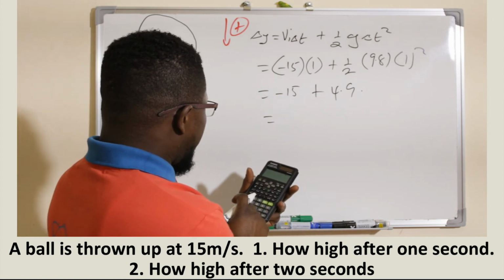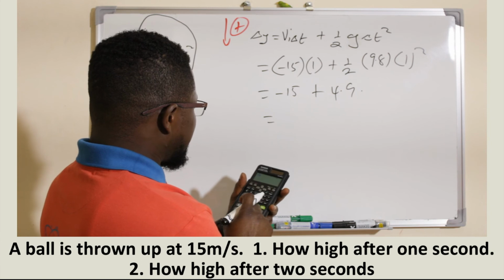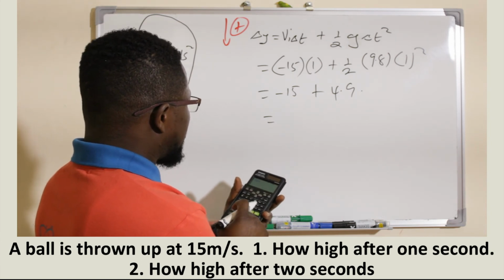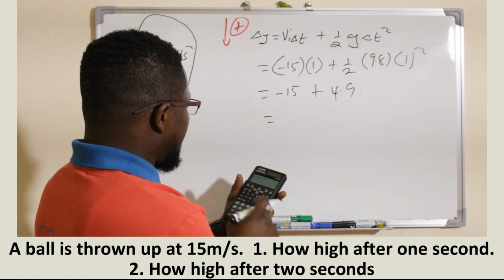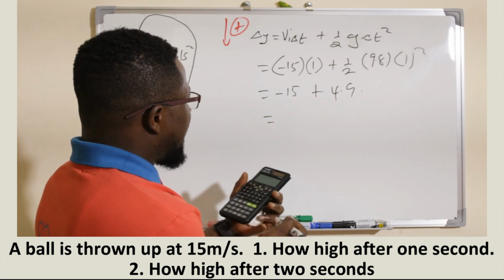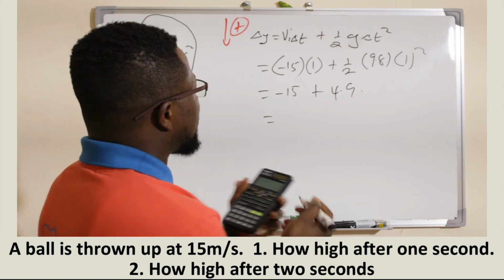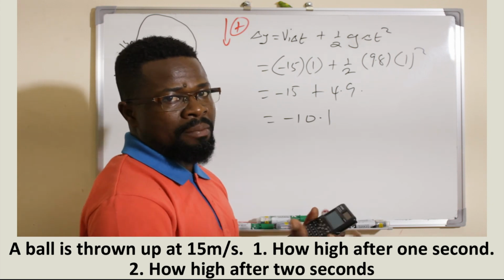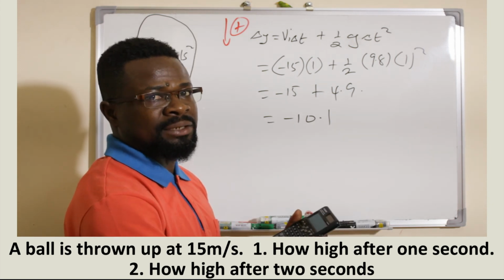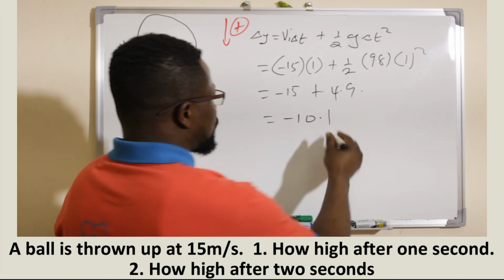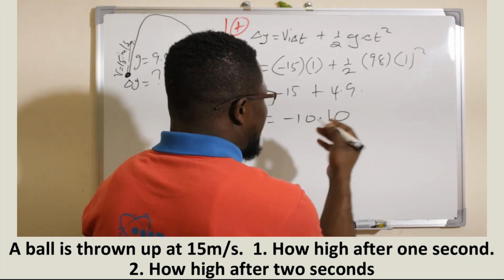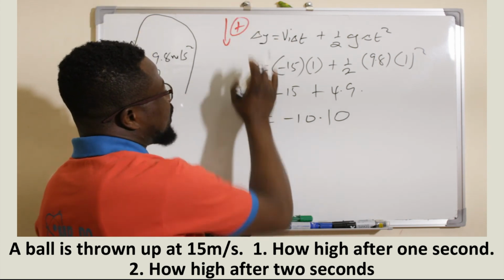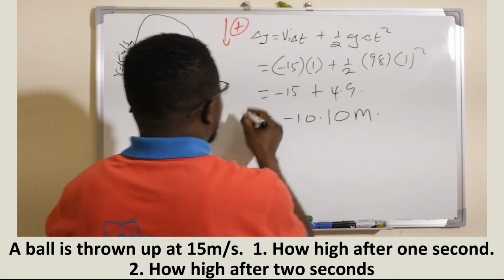So negative 15 plus 4.9, and then what are we getting? We are getting negative 10.1. And remember, I said I'm leaving all my answers in 2 decimal places from the initial stage, so I'm going to add 0 here to make it complete. And this is the displacement. How high is the displacement? The unit is in meters.